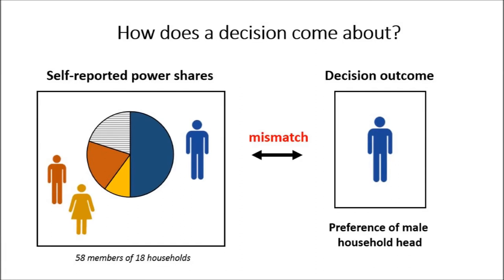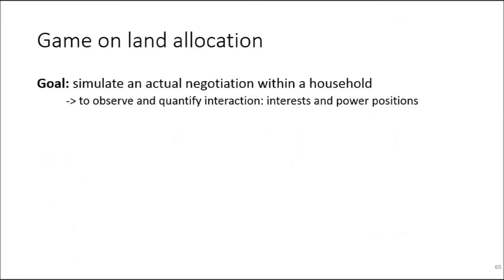And I thought, I only knew all of this from what people told me. So I really wanted to observe what was happening. So I designed this game on land allocation. This game's aim was to simulate an actual negotiation within the household. I wanted to observe and quantify the interactions that were going on in terms of interests and power positions.